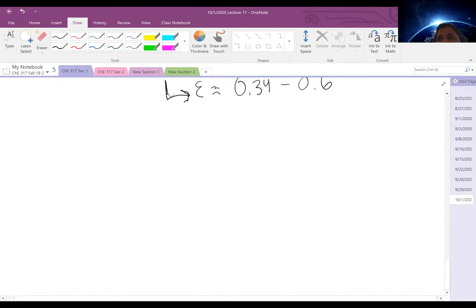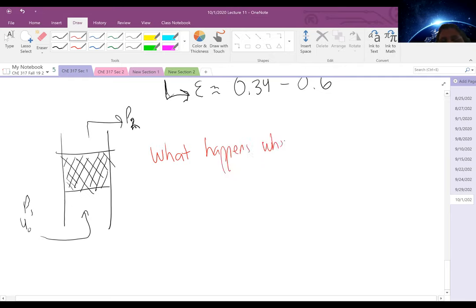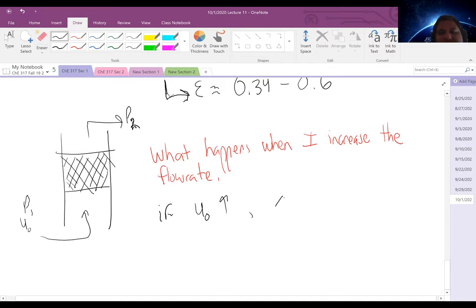now let's say I have my packed bed. And I start flowing material through it. Some superficial velocity, P1, P2. And the question is, what happens when I increase the flow rate? What happens to my pressure drop? I should start there. So if my U naught is increased, what happens to my pressure drop?